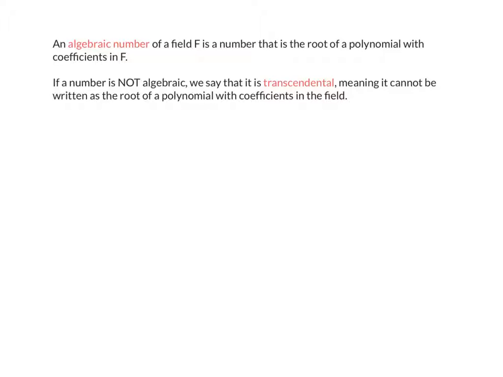What I mean by that is, let's consider the number pi, which we know is irrational. That is transcendental over the field Q, because I cannot write a polynomial with coefficients in Q, coefficients that are rational numbers, where pi is the root of that polynomial. That is impossible. Any polynomial with coefficients in Q cannot have pi as a root.